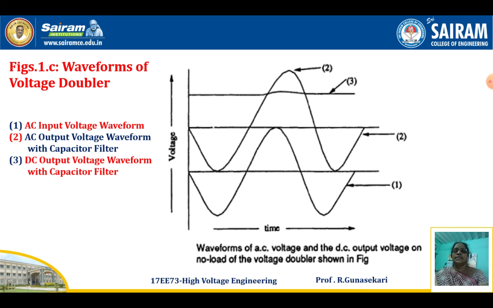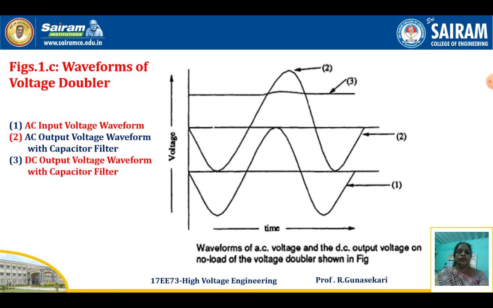Figure 1C represents the waveforms of the voltage doubler circuits. Here there are 3 waveforms, 1, 2, 3. The 1 represents the AC input voltage waveform. The 2 represents the AC output voltage waveform with capacitor filter. And then the third represents the DC output voltage waveform with capacitor filter.